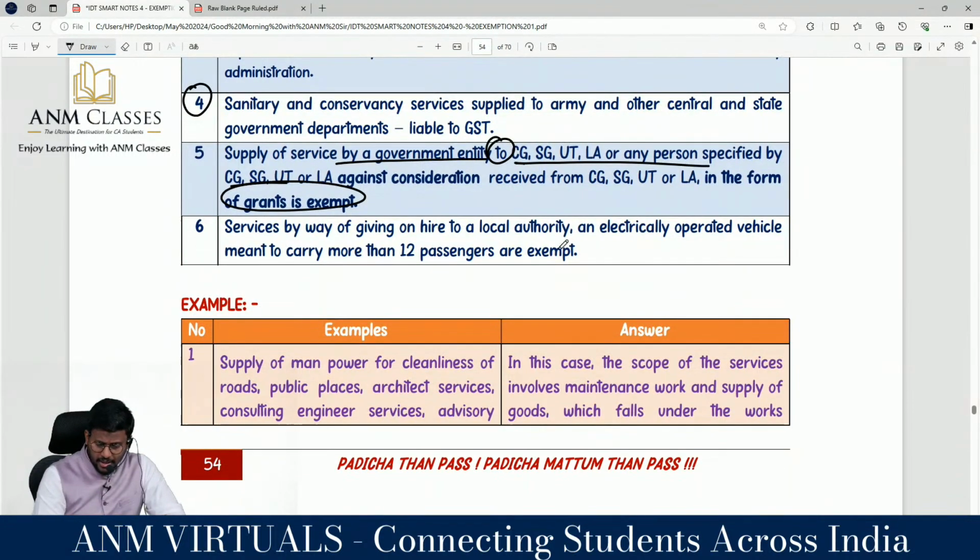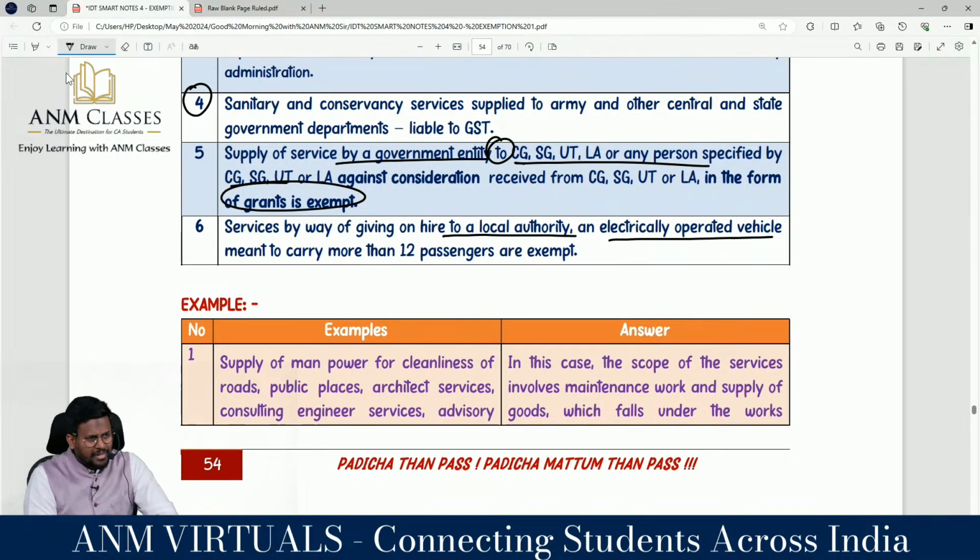Service by giving on hire to a local authority an electrically operated vehicle meant to carry more than 12 passengers is exempt from GST. For example, if you are buying a bus, sir, it is to a local authority. This is service by giving on hire to a local authority an electrically operated vehicle. That's the main difference from the NSR. Electrically operated vehicle meant to carry more than 12 passengers is exempt from GST.